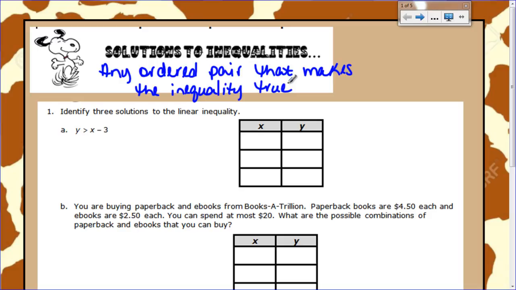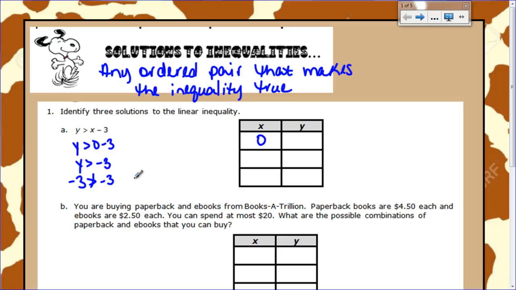So what is great about this is that there are a whole bunch of them. I mean, there's a bunch of solutions to that inequality. We get to pick 3. And so we get to pick what values we want to use for x and then plug it in and see what happens when we plug it in for y. So if I plug in 0 for x, then I end up with y is greater than 0 minus 3. So I get that y is greater than negative 3. And so what I need then is a number greater than negative 3 that will make this work. Negative 3 doesn't work. If I put negative 3 here, that doesn't make a solution because negative 3 is not greater than negative 3.